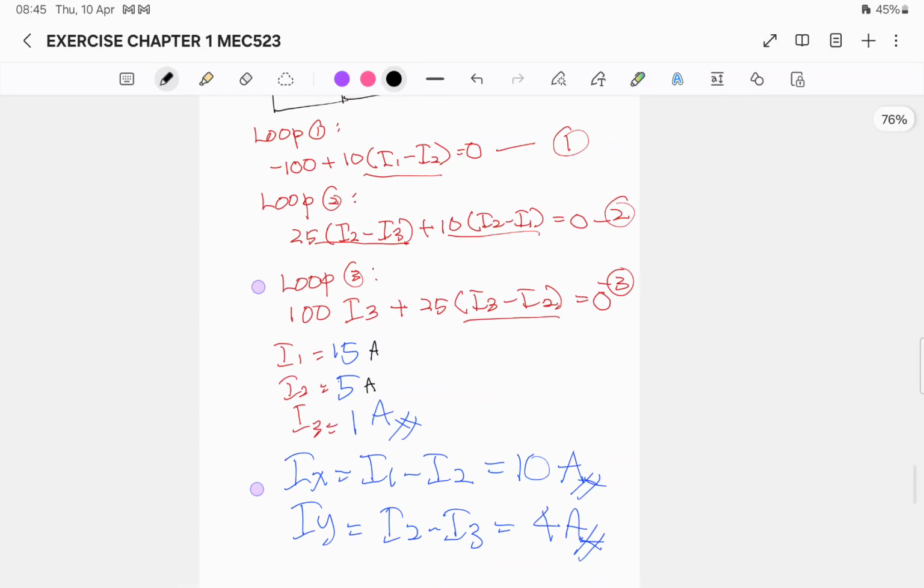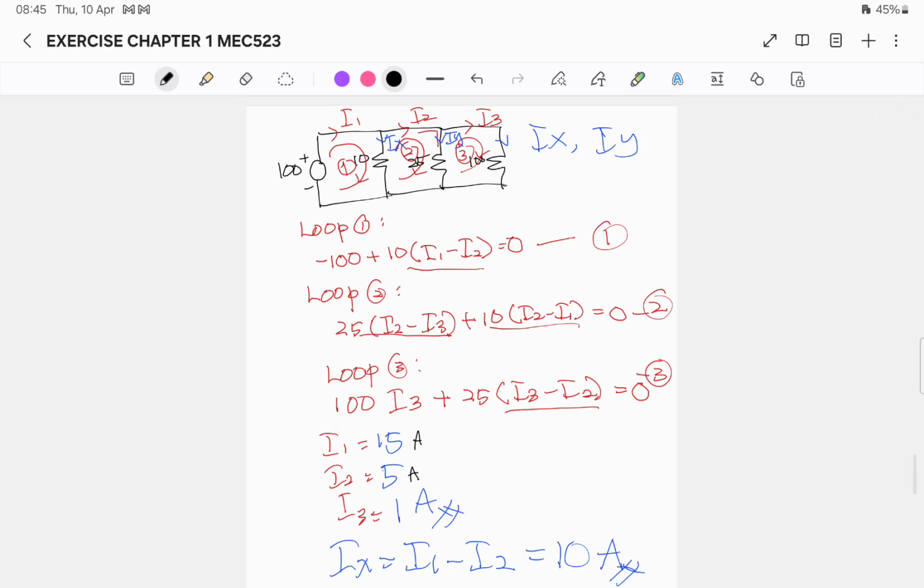It is actually, katakanlah kalau IX, kalau saya kata IX saya nak buat I2 tolak I1, boleh tak? Boleh juga, tapi tiba-tiba dapat negatif. Contohnya, kalau I want to assume IX ke atas, saya akan ambil I2 minus I1, sebab kita ambil yang atas tolak yang bawah. I1 ke bawah, I2 ke atas.